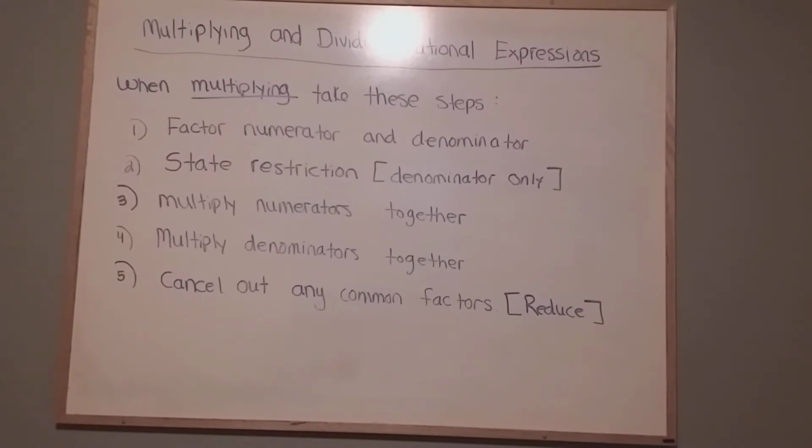Step 2 is to state your restriction, and you only state your restriction on your denominator only. Step 3, you multiply your numerators together. Step 4, you multiply your denominators together. And step 5, you cancel out any common factors. And this is called reduce. I'm going to do 3 examples with you on multiplying, and then we will move on to dividing.